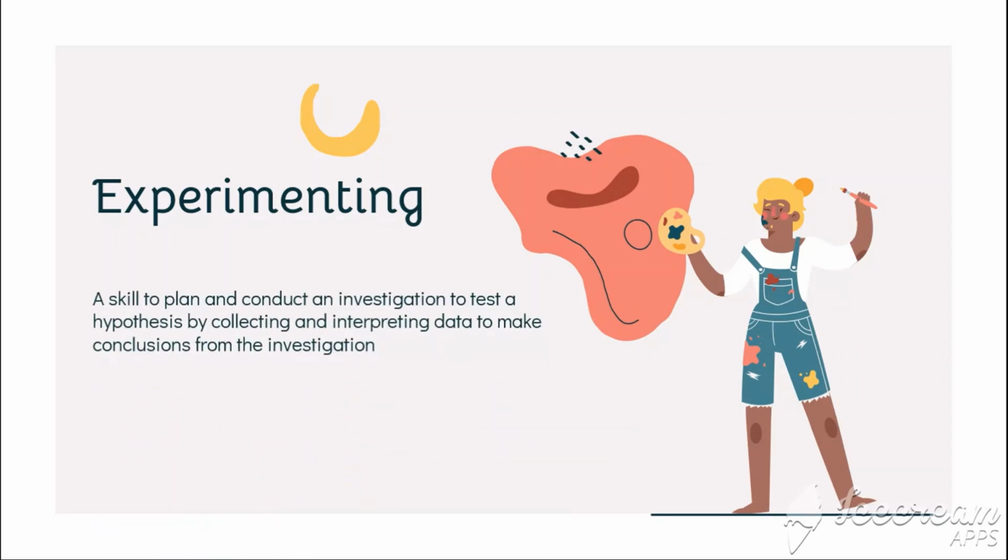Okay, so what is experimenting? Experimenting is a skill to plan and conduct an investigation or experiment to test a hypothesis by collecting and interpreting data to make a conclusion from the investigations. So in experimenting, you're planning, you're doing the experiment, right? So what you have to do in this experiment, that is what we call experimenting.